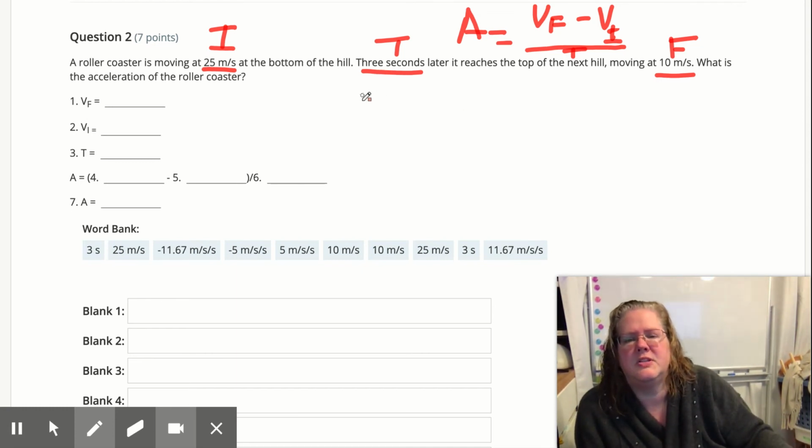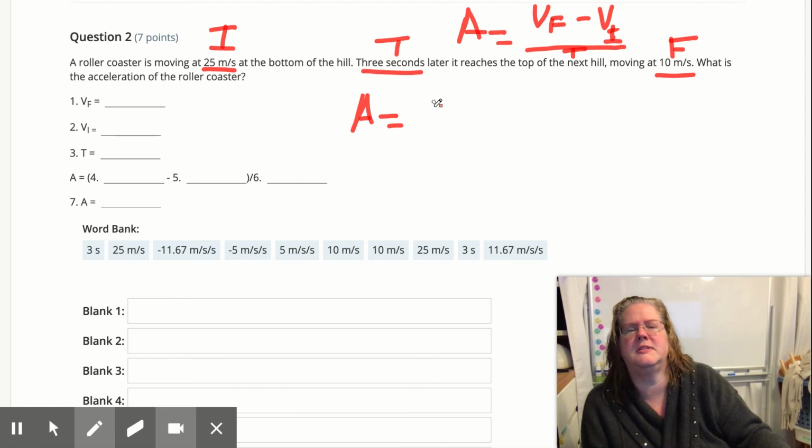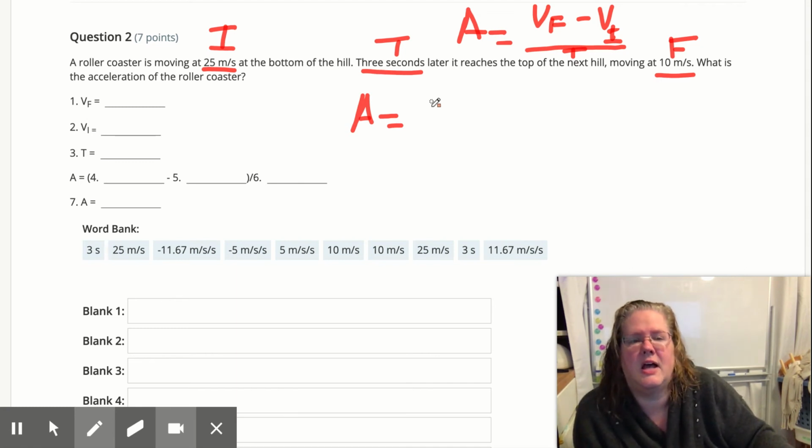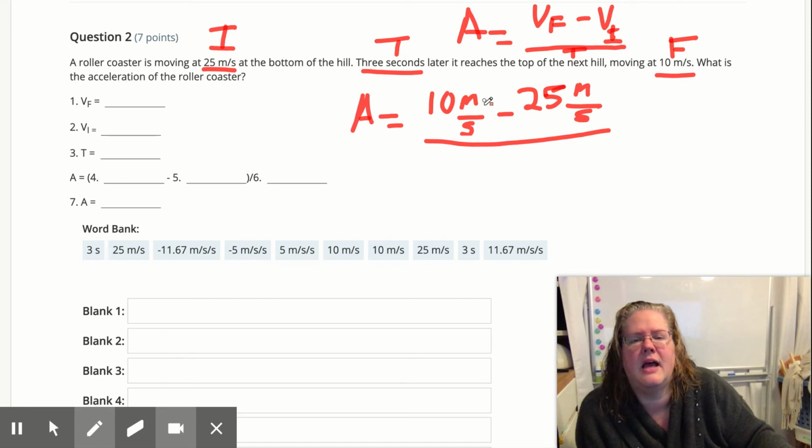So let's plug this into our equation. We have A equals, and we could go over here and do that, but we'll do that in just a minute. Let's plug this in first. Final velocity is 10 meters per second minus initial velocity 25 meters per second, and divided by time, which is 3 seconds.